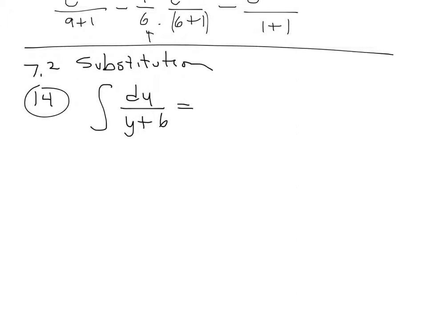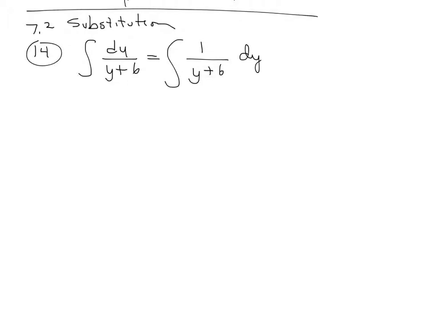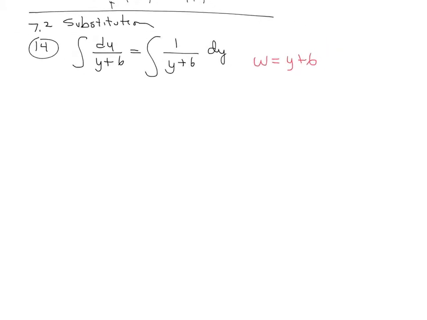So I probably would rewrite it as 1 over y plus 6 dy. That means the same thing, right? But I don't know really what to do with this. It's in 7.2, so that means, are y'all going to yell at me if I use a w? What's w going to equal? y plus 6. So what's dw dy? What's that derivative? 1. So 1, and then I'm going to multiply both sides by dy.